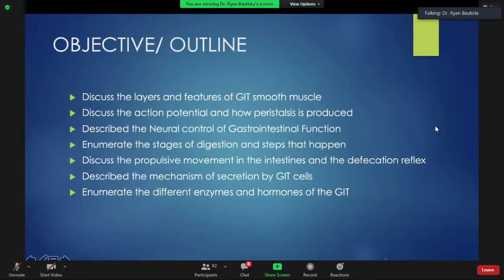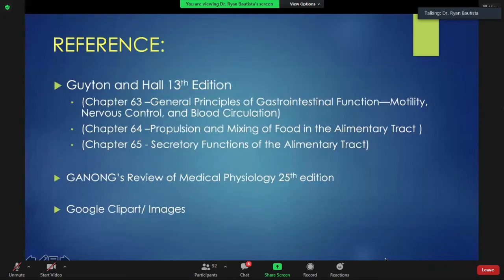Okay, so these are the objectives. As always, I won't bore you with it. It's self-explanatory. You can read it comfortably at your home. Reference, of course, is Guyton.